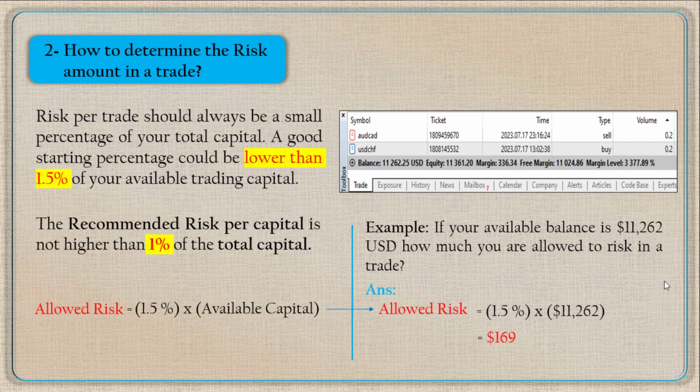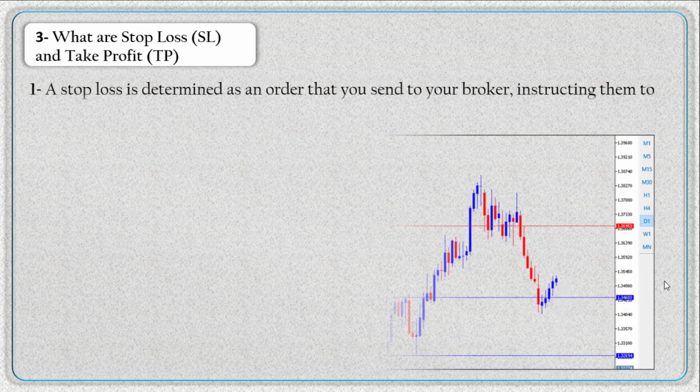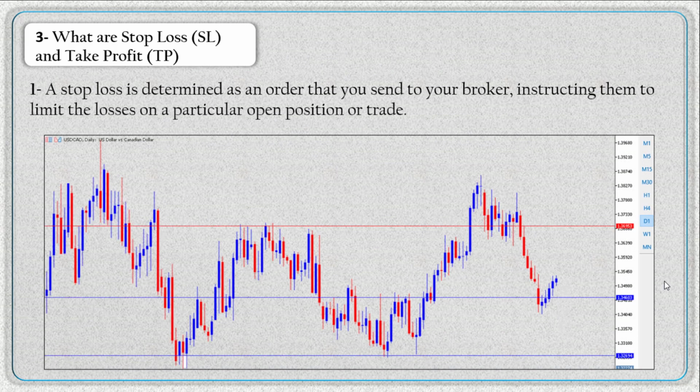So now, if this is my risk, the question is, how much will be my volume? 1 lot, 0.2 lot, how much? This question can be answered once I know about my risk and reward. After I understand my risk and reward, then I can answer these questions, and after that determine my loss amount. So what is a stop loss and take profit? First, a stop loss is an order that you send to your broker, instructing them to limit the losses on a particular open position or trade.